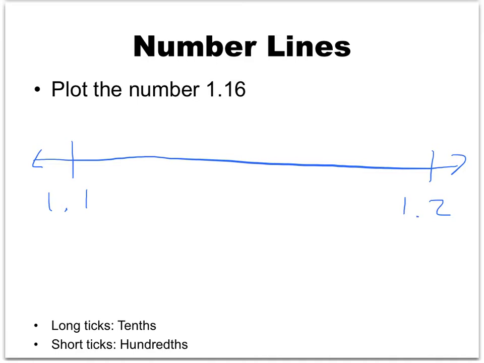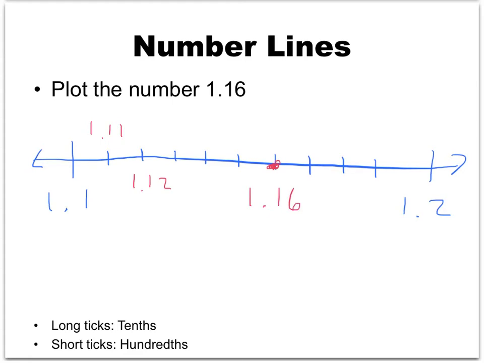Now I'm going to put short tick marks in between 1.1 and 1.2 to represent my hundredths. So I'm going to go 1, 2, 3, 4, 5, 6, 7, 8, 9, and there we go. We should try to space those out a little bit better than what I did there, but that's not bad. And so now this first tick mark here represents the number 1.11. The second is 1.12. The next is 1.13, 1.14, 1.15, 1.16. And so I'm going to put a dot right here and label that as 1.16.